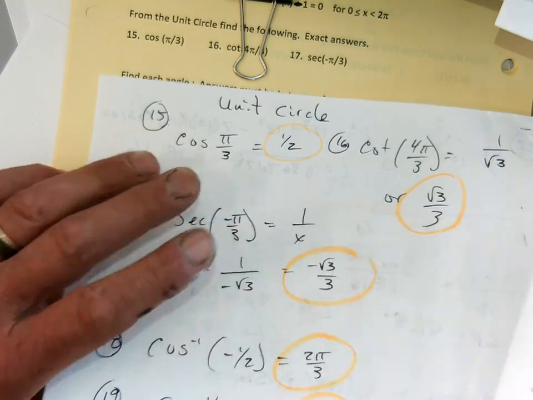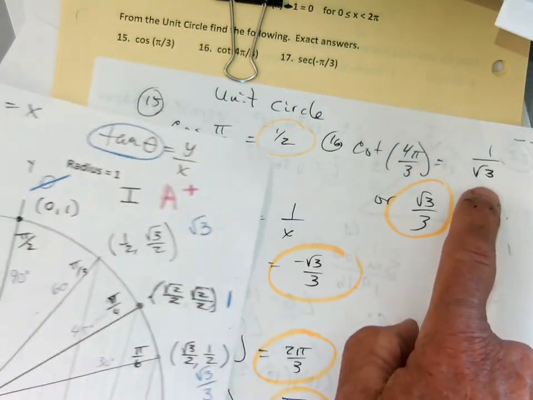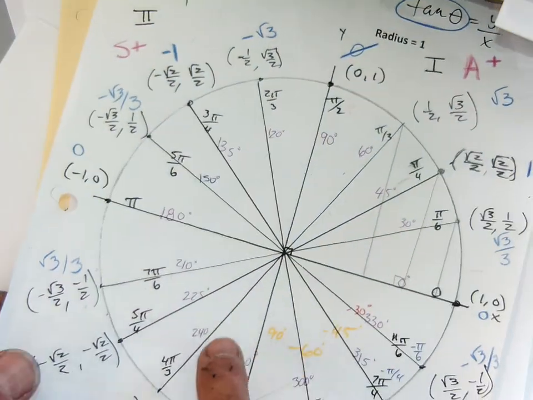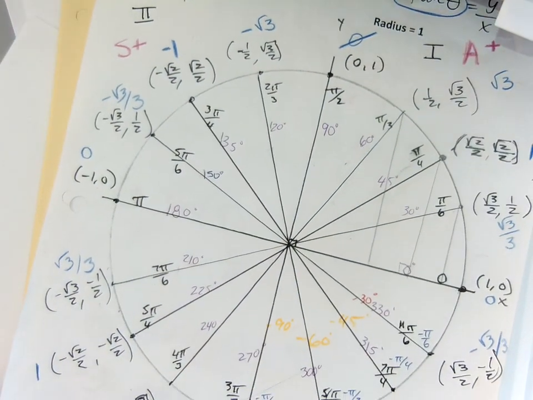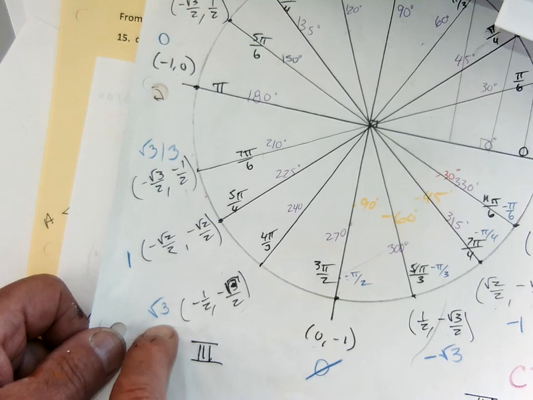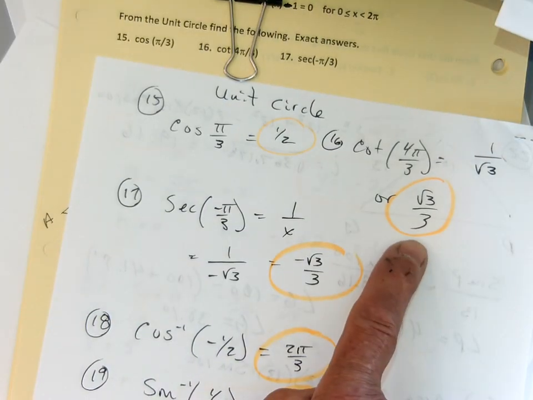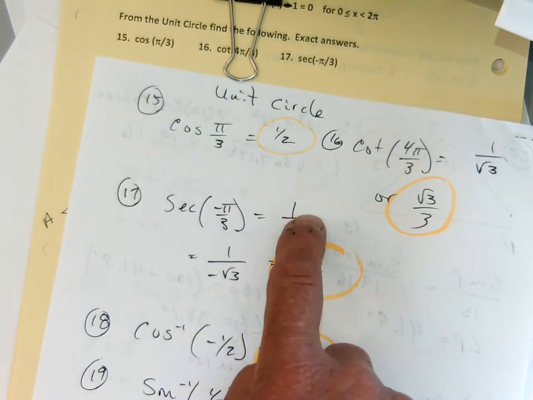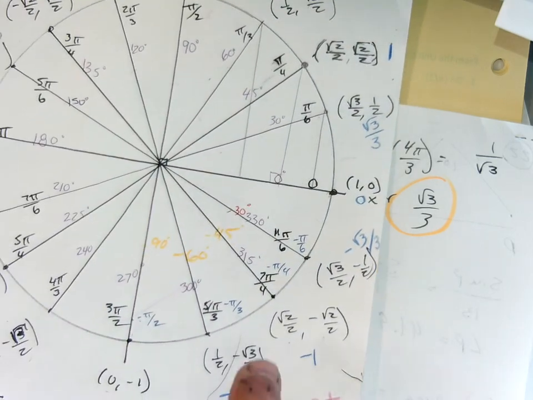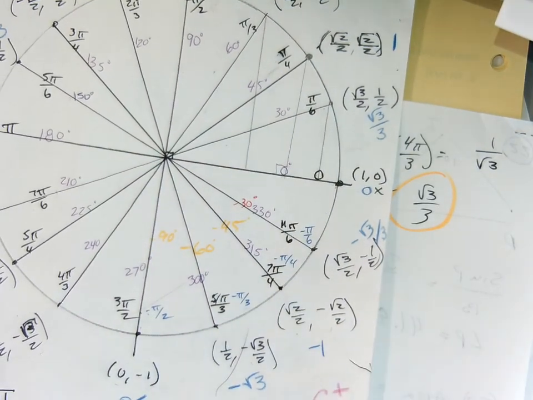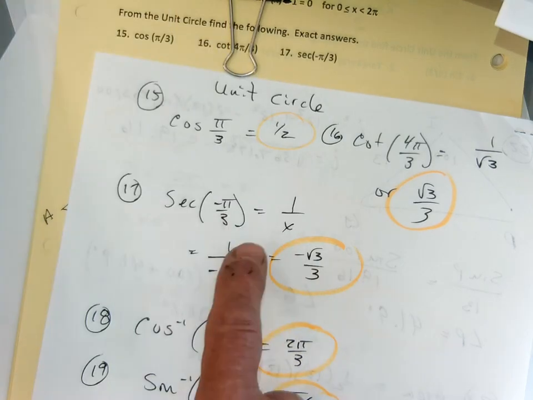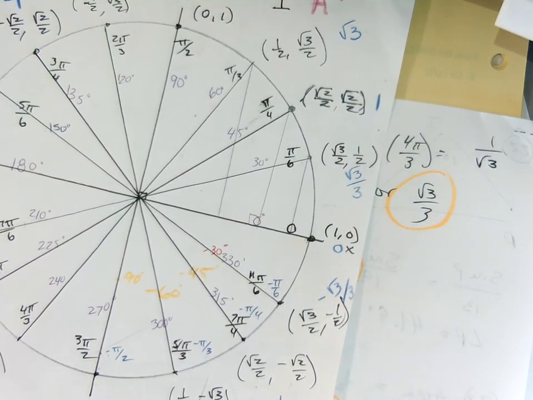X value is 1/2. Cotangent is 1 over the tangent value. 4 pi thirds, there's tangent value 1 over the square root of 3. I rationalized it to square root of 3 over 3. Secant is 1 over the x value, so pi thirds is there, and I'm looking for 1 over the x. The x value is 1/2.